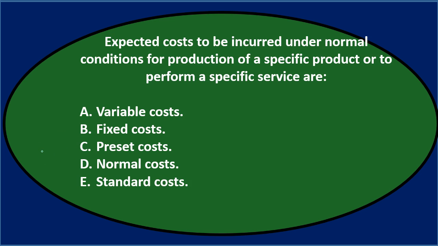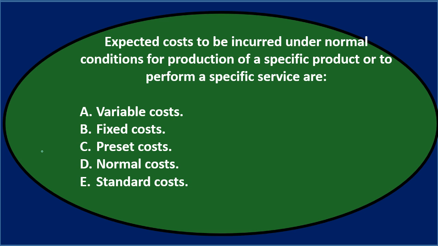Next question. Expected costs to be incurred under normal conditions for production of a specific product or to perform a specific service are A, variable costs, B, fixed costs, C, preset costs, D, normal costs, or E, standard costs. Let's go through this again using the process of elimination.